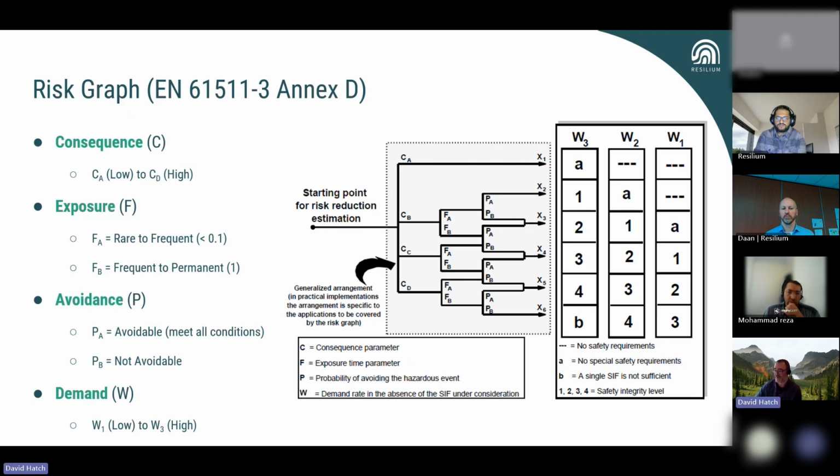So in simple terms, we've got a multi-dimensional matrix here where you've got your consequence severity down this axis. Then these two components here, exposure and avoidance, are directing you up or down this diagram to give you a sense of risk reduction. So this W1, W2, W3 is essentially likelihood, roughly. W3 is the highest likelihood, this is the lowest likelihood. So where you have the highest severity, the highest exposure, the lowest avoidance, and the greatest likelihood, you're going to get the highest risk reduction requirement.